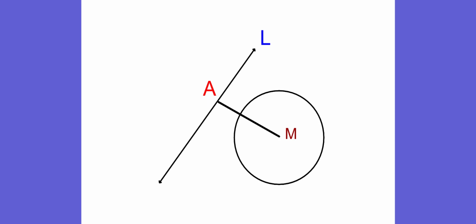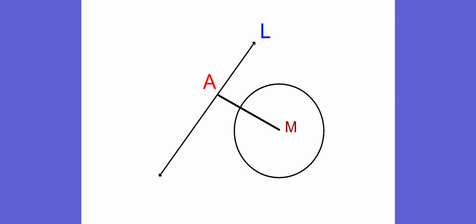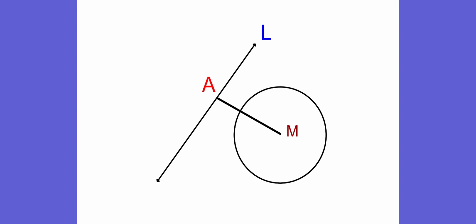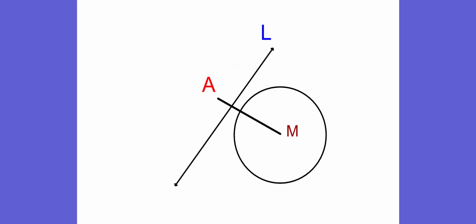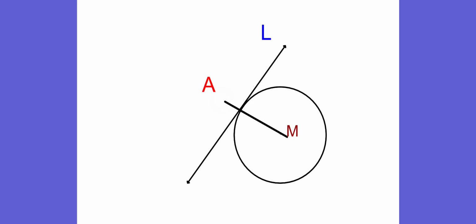And when we bring this straight line closer to the circle, like this, the straight line will be at a perpendicular distance equal to the radius length, like this form. And A will be a point on the circle. This straight line is called the tangent of the circle.